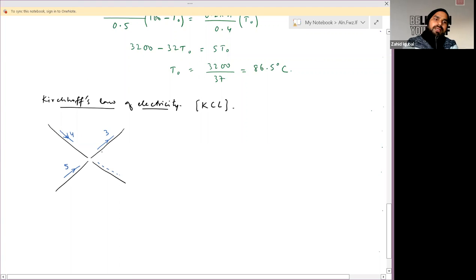So state, if there is no accumulation of charge at the junction, then the sum of all current at the junction must equal 0, or you can say total inward current must equal total outward current. So it is based on conservation of charge.